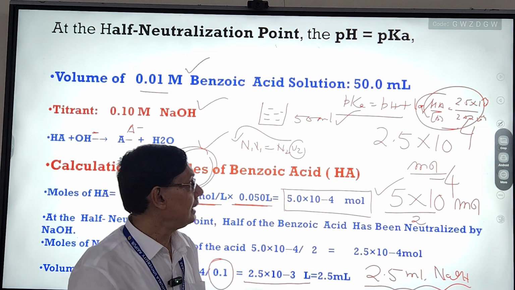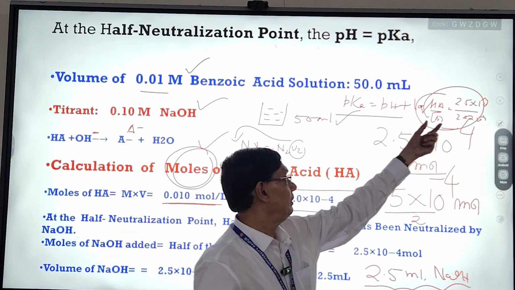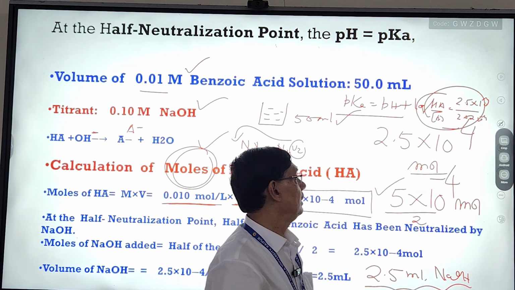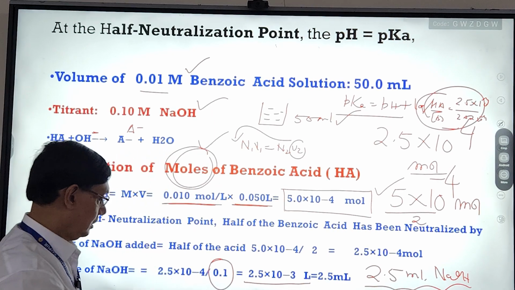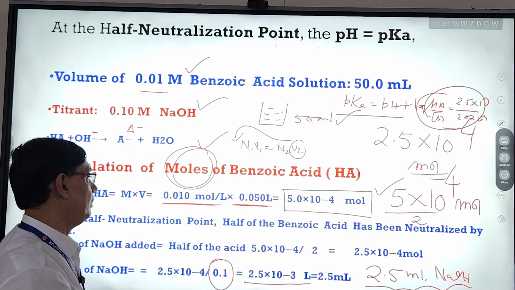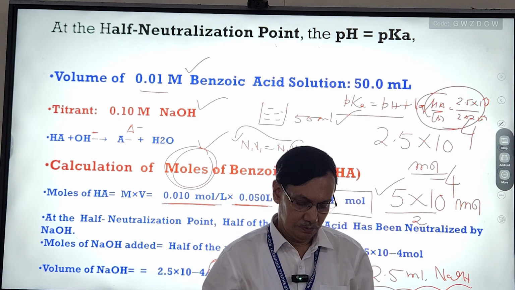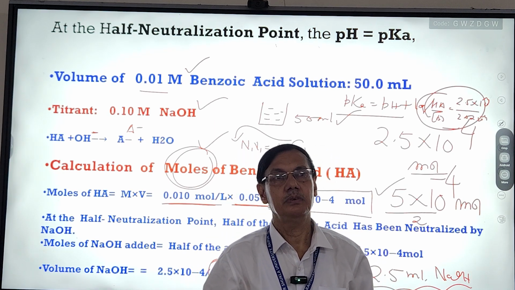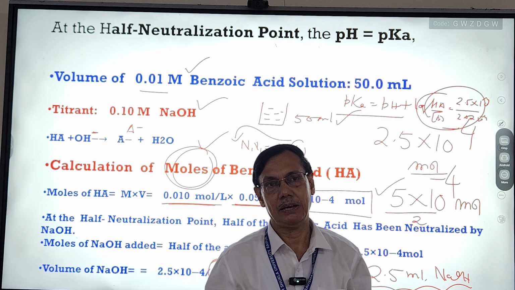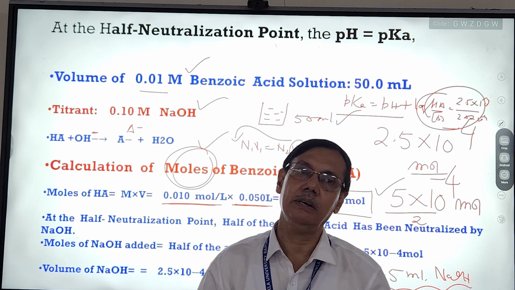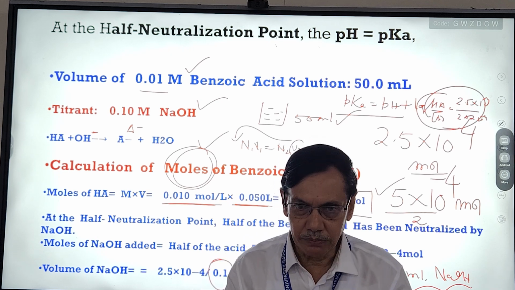And the other method is that we can separately calculate the values of HA and A negative, and you will get this value. So this is the theory of pK determination of benzoic acid by pH metric methods. So now we will proceed to the laboratory and perform the experiment.